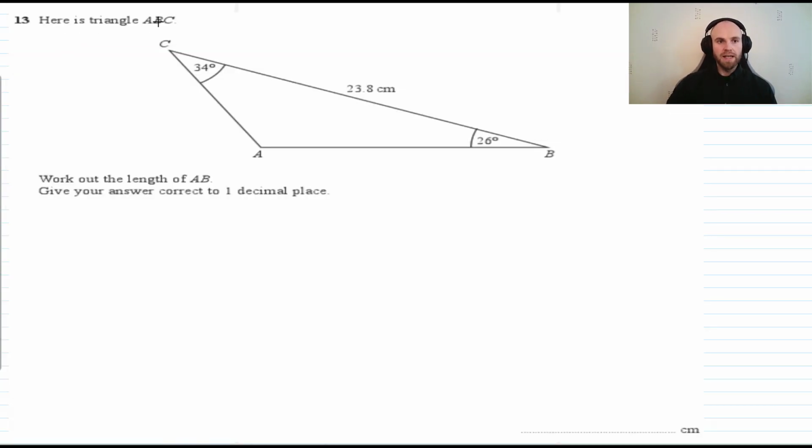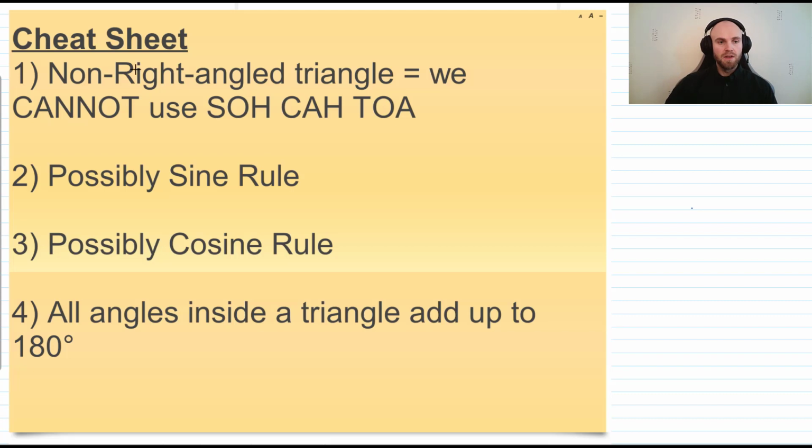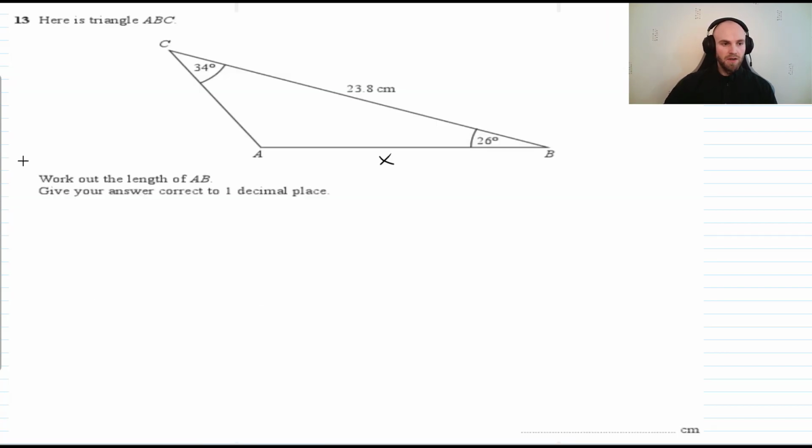Question 13, here is a triangle ABC, which you have right here. Work out the length of AB. This one here, let's just call it X. Give your answer correct to 1 decimal place. Okay. So if we go to the cheat sheet, this is a non-right angle triangle, so we cannot use SOHCAHTOA in this. We could possibly use the sine rule, we could possibly use the cosine rule. And something quite easy and useful to remember is all angles inside a triangle add up to 180 degrees. And I'm going to begin with that now.